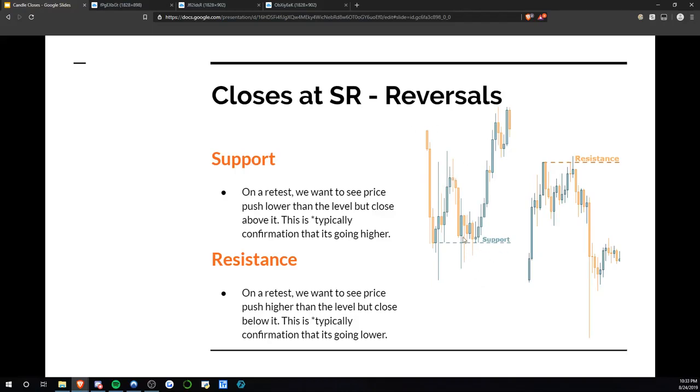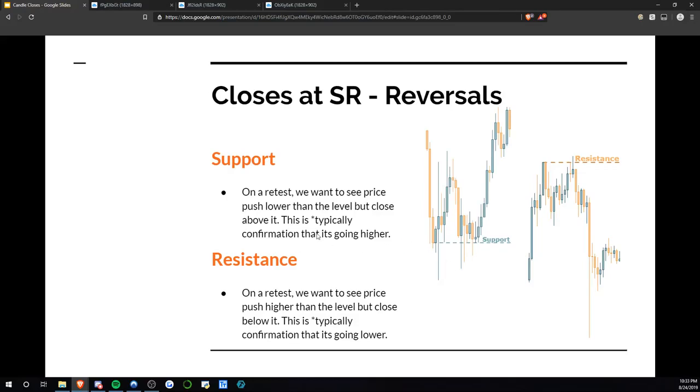As you can see, we had the one, two, three, and price does test it here, just tapping on that level. But I always like to see price go below my support level and close above it instead of just tapping onto it. What it shows me is that buying pressure, buying interest, and bulls overall are strong enough to defend that level, even though it's been pushed pretty far below it. That just shows me that bulls are strong at this area.